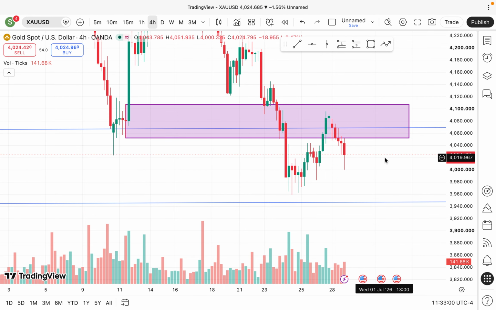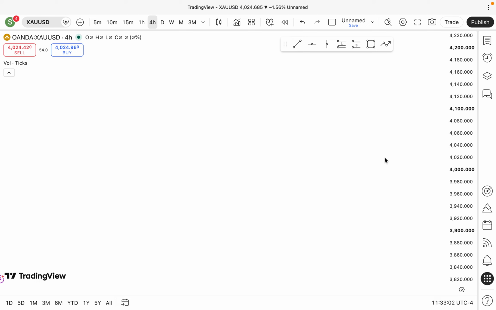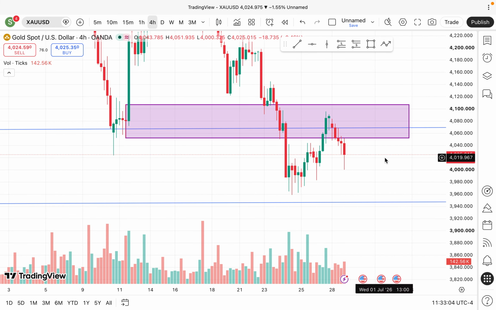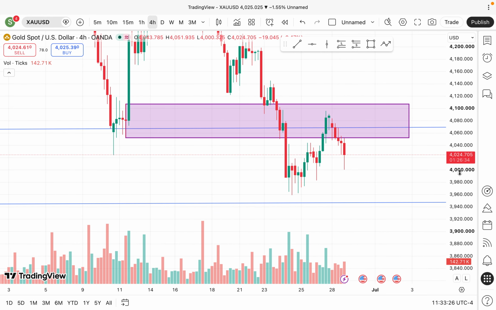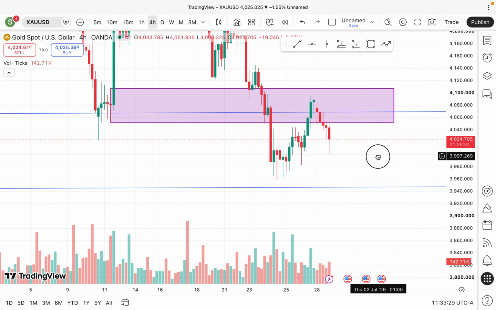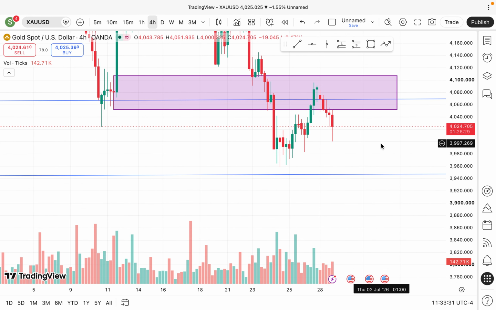So in SMC or ICT, they call it break of structure, and some people also call it, in ICT and SMC, they also call it, what is it called? I've forgotten the name. So if I remember, I will say it. So you see now, after the break of structure, the market tapped into it and started selling.